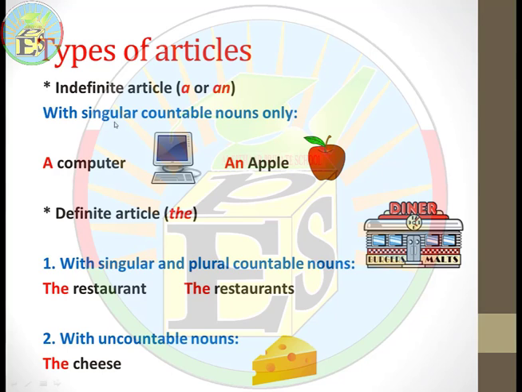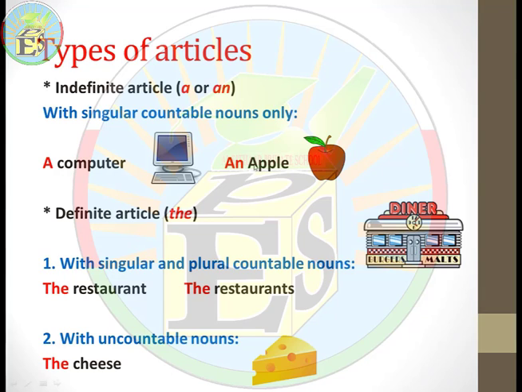We use it with singular countable nouns. We have learned what is the difference between countable and uncountable nouns in the previous lessons. So we use the indefinite article a or an with a singular countable noun. Alright, so here we have an example. A computer. Alright, one computer, we can count it. We use a, and here we use an apple.